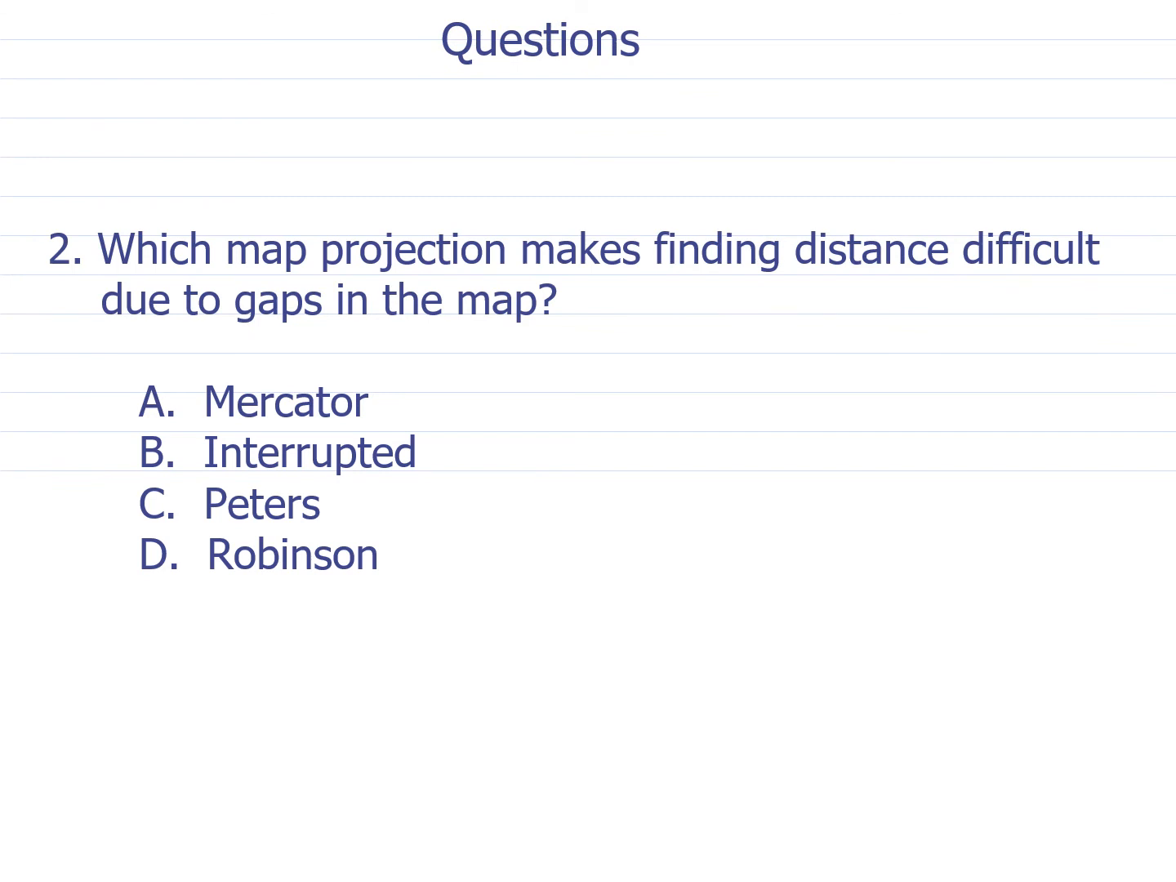Question 2. Which map projection makes finding distance difficult due to gaps in the map? A. Mercator, B. Interrupted, C. Peters, or D. Robinson?